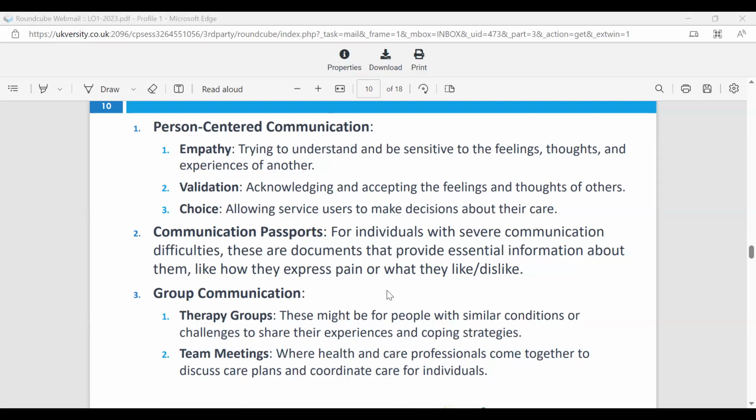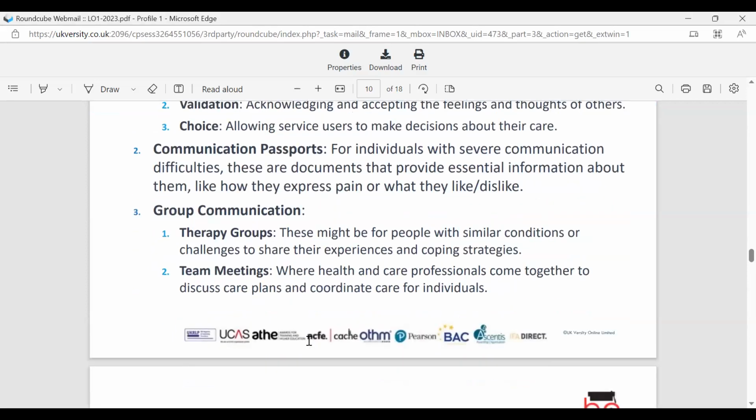Communication passports. For individuals with severe communication difficulties, these are documents that provide essential information about them, like how they express pain or what they like and dislike. Group communication, these are therapy groups. These might be for people with similar conditions or challenges to share their experiences and coping strategies. Why do you think therapy groups are important? Do you think they're important to have?